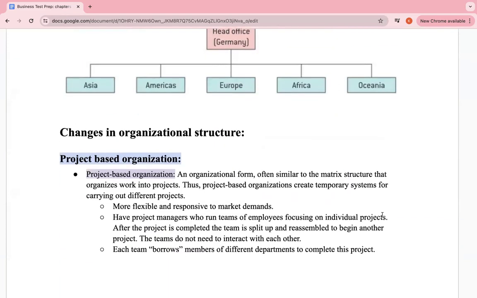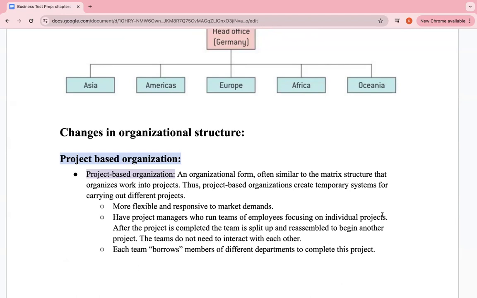Changes in organizational structure. So basically you have project-based organization. What is project-based organization? It's an organizational form, often similar to basic structure, that organizes work into projects. Thus, project-based organizations create temporary systems for carrying out different projects. They are more flexible and responsive to market demands, and have project managers who run teams of employees focusing on individual projects. After the project is completed, the team is split up and is reassembled to begin another project.